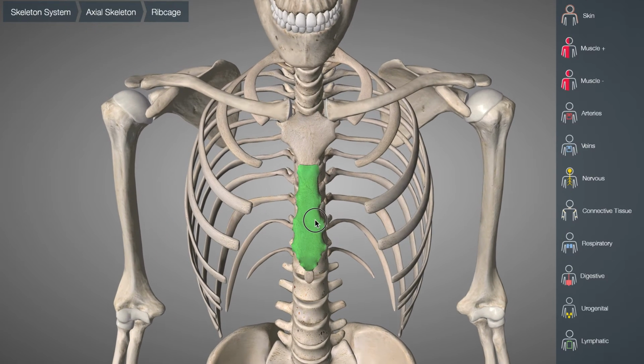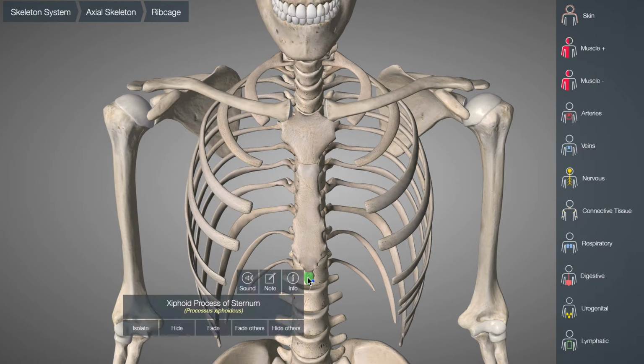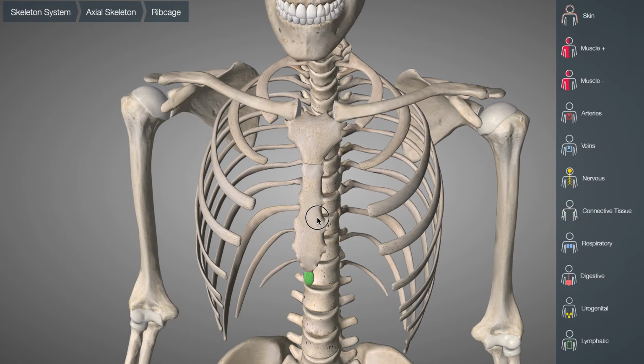We have the body of the sternum over here, and then the xiphoid process. Interesting fact about the xiphoid process is it's one of the last bones that ossify, so becomes calcified, in the adult human body. Because I'm a male, I know 25 is about the age that it becomes ossified. I'm not sure for females exactly.